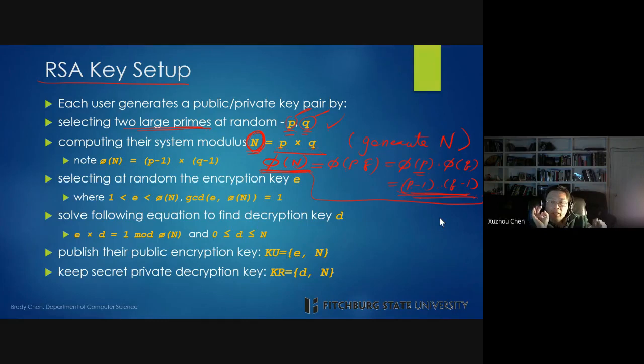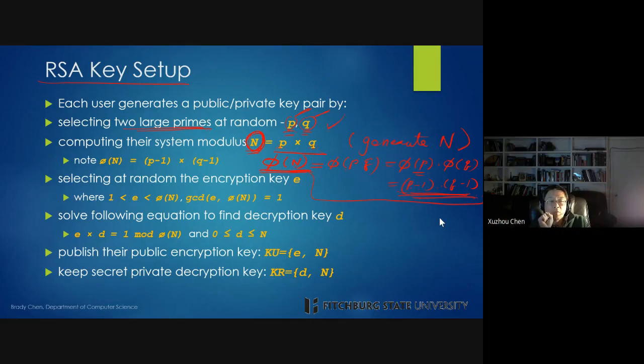Because we know n is not a prime number. It's actually the multiplication of two prime numbers. So n itself is not a prime number, so you cannot say the phi of n is n minus 1. That's not true, because that's only true for a prime number. So now you have to use the definition.